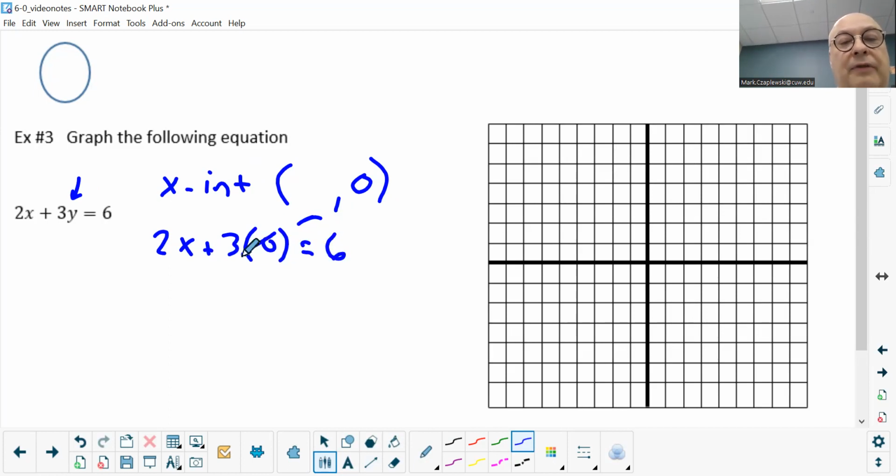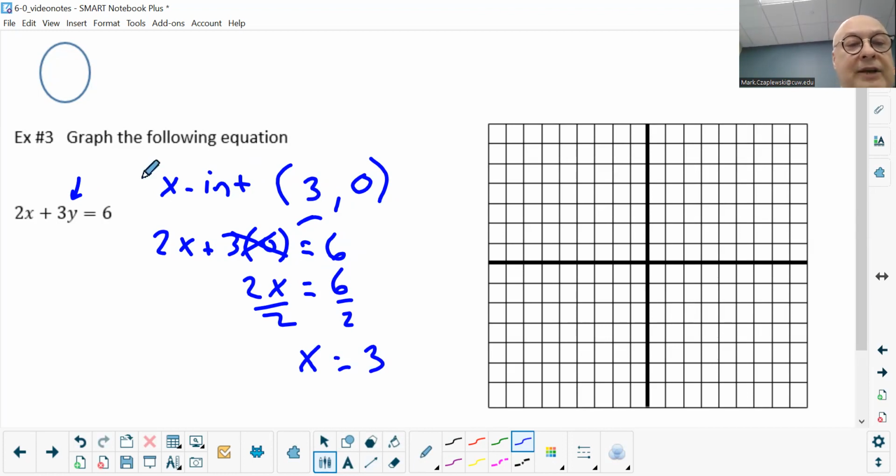The convenient thing about this is 3 times 0 is 0. So you get 2x equals 6. And you can solve by dividing by 2. And you get x equals 3. So your point for the x-intercept is actually (3, 0).